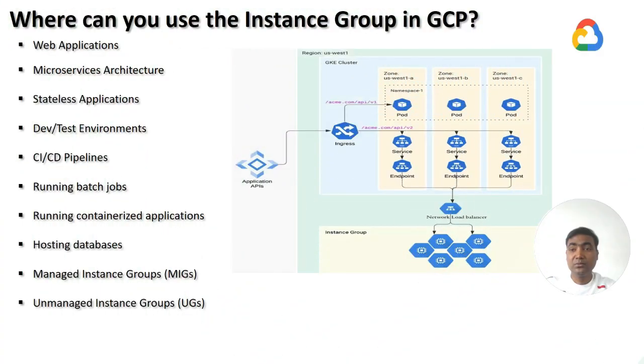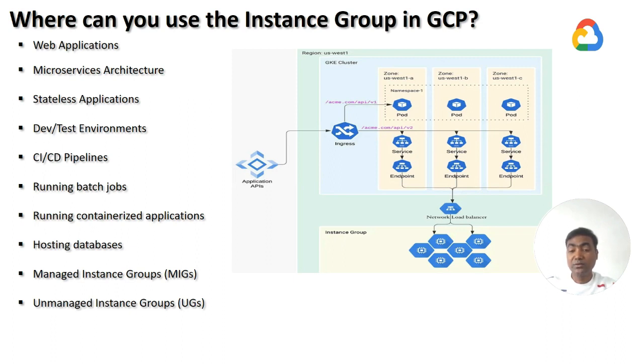Now I'll guide you where you can use the instance group in Google Cloud Platform. Instance groups in Google Cloud Platform can be used in a variety of scenarios to manage and deploy VMs efficiently and consistently. Here are some specific examples of where instance groups are commonly used. As you can see here guys: web application, microservices architecture, stateless application, dev and test environment, CI/CD pipeline and more.